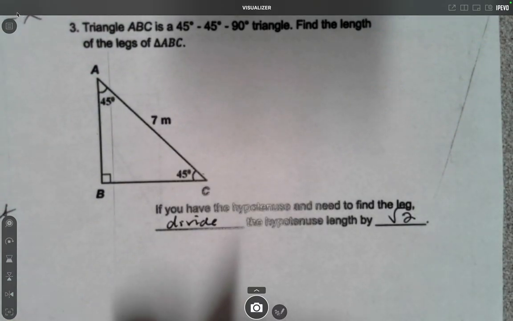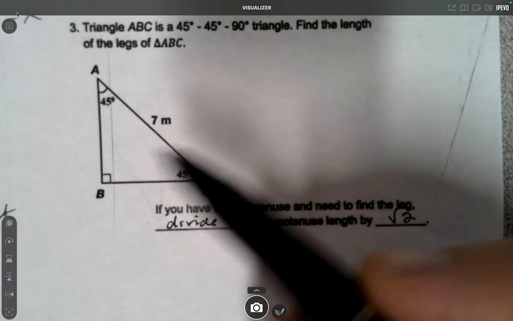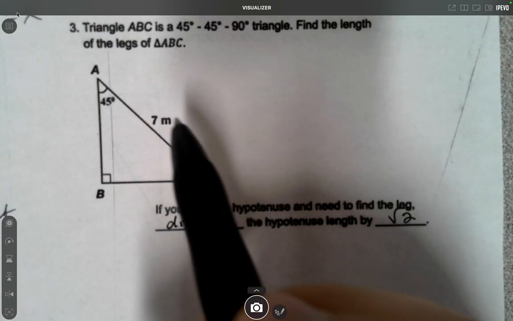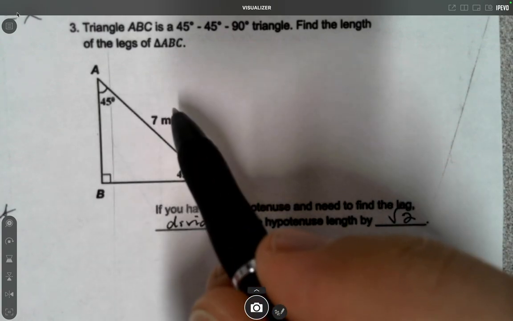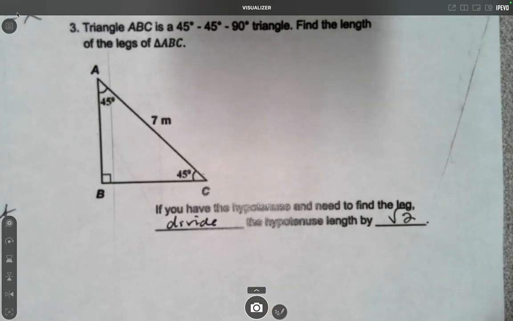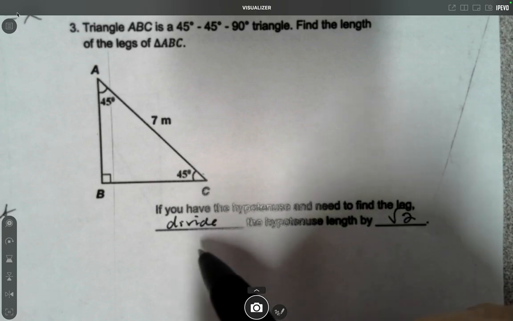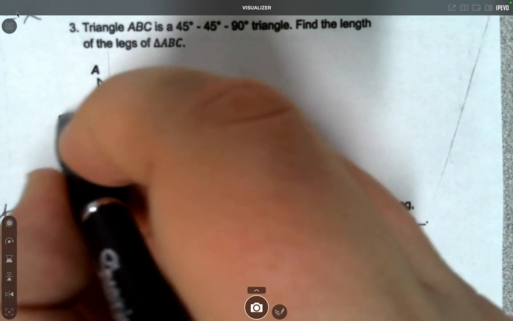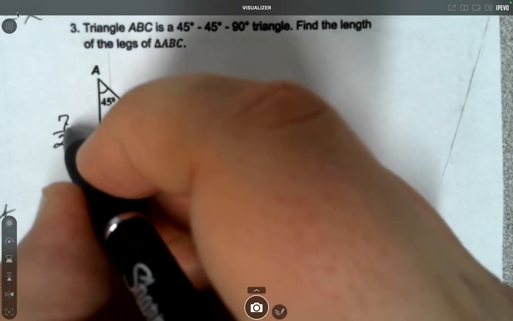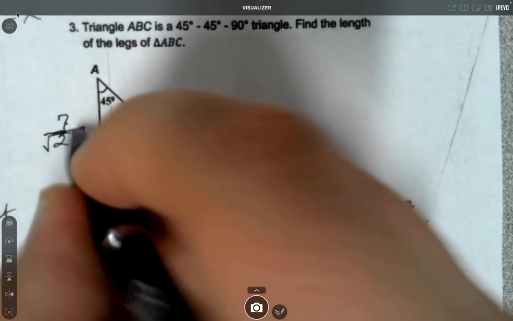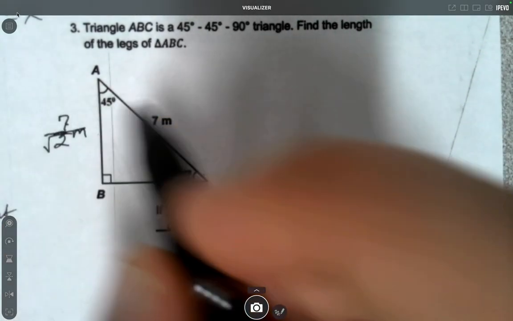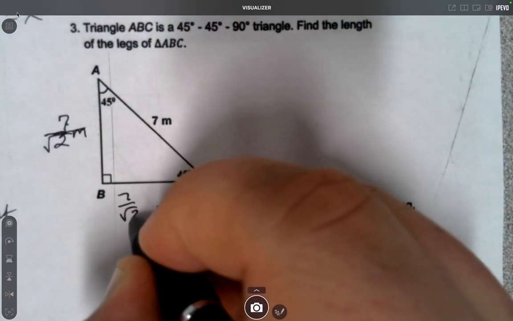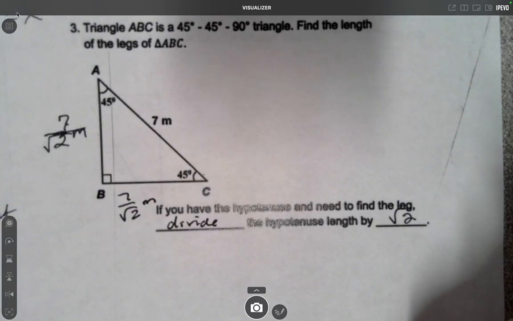One thing that may help you remember this: one of the qualities of the hypotenuse is that it's the longest side in the triangle. So if you're moving from the longest side to a different side, that must mean you're getting smaller. And in general, the way things get smaller is by dividing, not by multiplying. So the legs here are 7 divided by the square root of 2. And because it is a 45, 45, 90 triangle, we know the legs are congruent, so 7 divided by the square root of 2 is also what goes there.